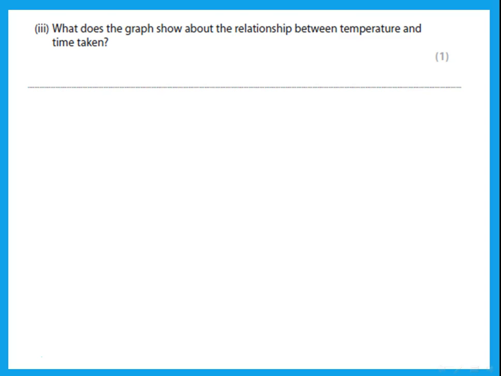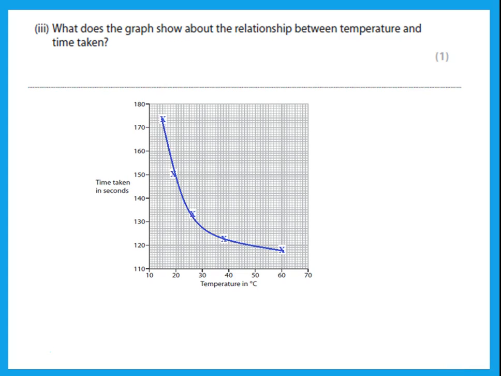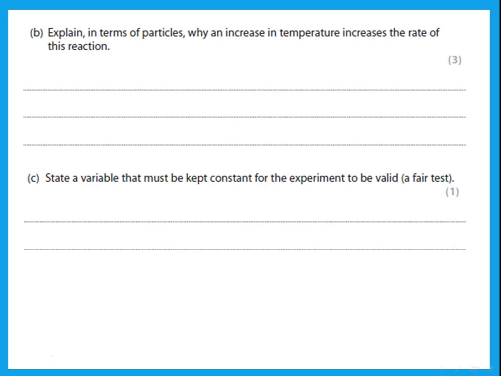What does the graph show about the relationship between temperature and time? So in the graph we have, where is temperature and where is time? So what is happening? As the temperature increases from 20, 30, 40, 50, the time decreases. So as temperature increases, time decreases.